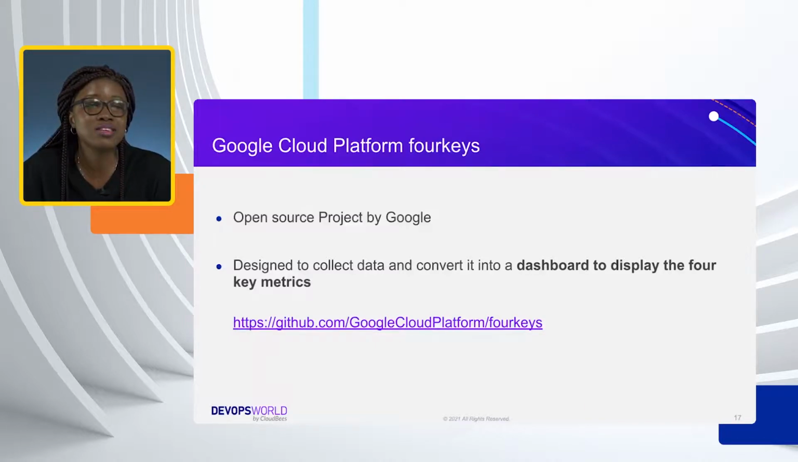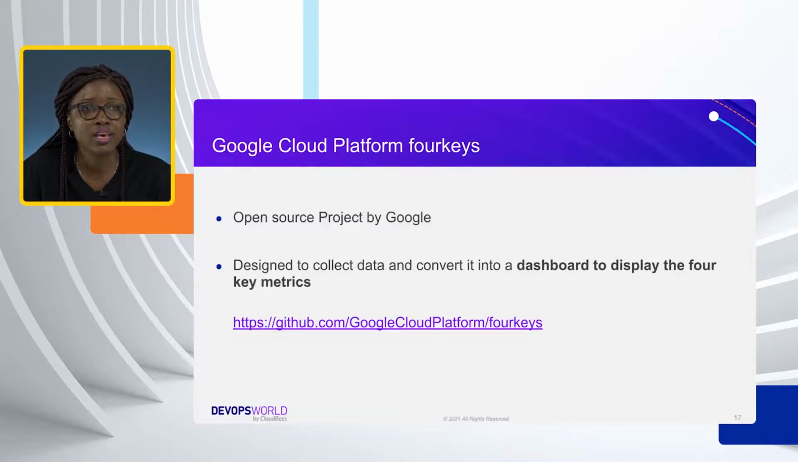The next tool is the Google Cloud Platform Four Keys. This is from the Google team, and the DORA team created the Four Keys project. It's an open source project that anyone can use. It automatically sets up a data ingestion pipeline from your GitHub or GitLab repo. With all the data aggregated and processed in BigQuery, you can visualize it in the Four Keys dashboard.